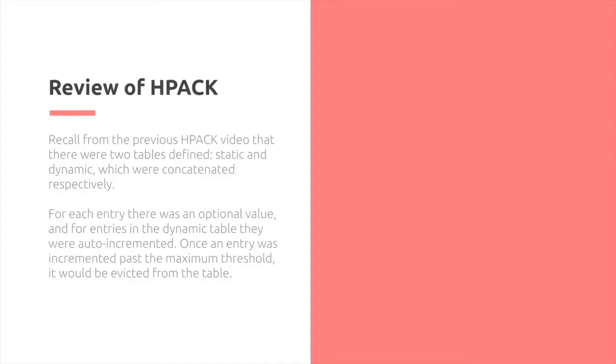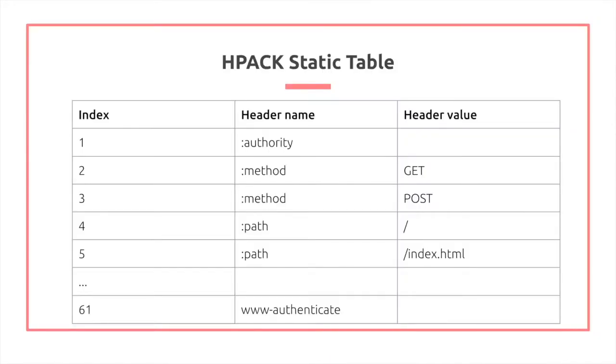Quick review of HPACK. Recall from the previous HPACK video that we had the notion of static and dynamic tables, which are concatenated respectively. For each entry we had an optional value, and entries in the dynamic table were auto-incremented. So once an entry incremented past the maximum threshold capacity, it would be evicted from the table. Our static table looks something like this.